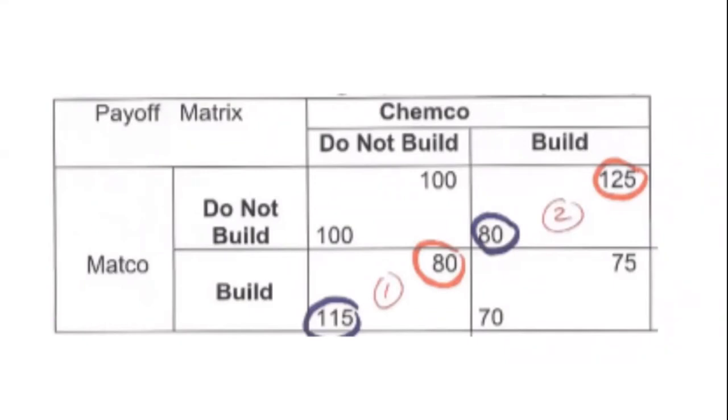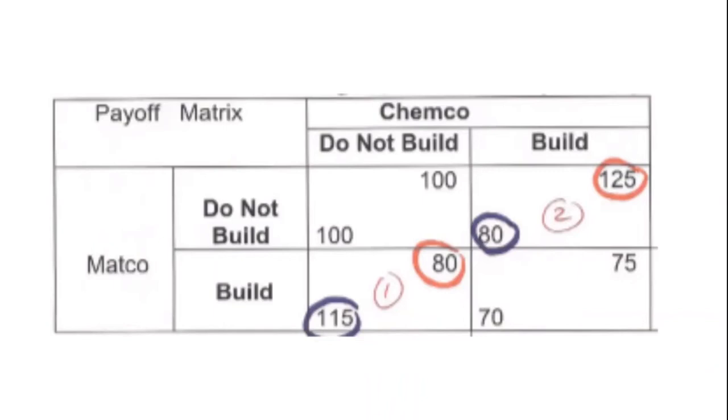If Chemco chooses not to build, Matco is better off building. It's a profitable opportunity, of course. And in the second, the right-hand side of the matrix, if Chemco builds, Matco is better off not building. We're assuming that the profits are coming from other places. Obviously, if you didn't build, you can't make a profit at that location. So this is like the overall corporate profit, and adding another location is increasing your profit.